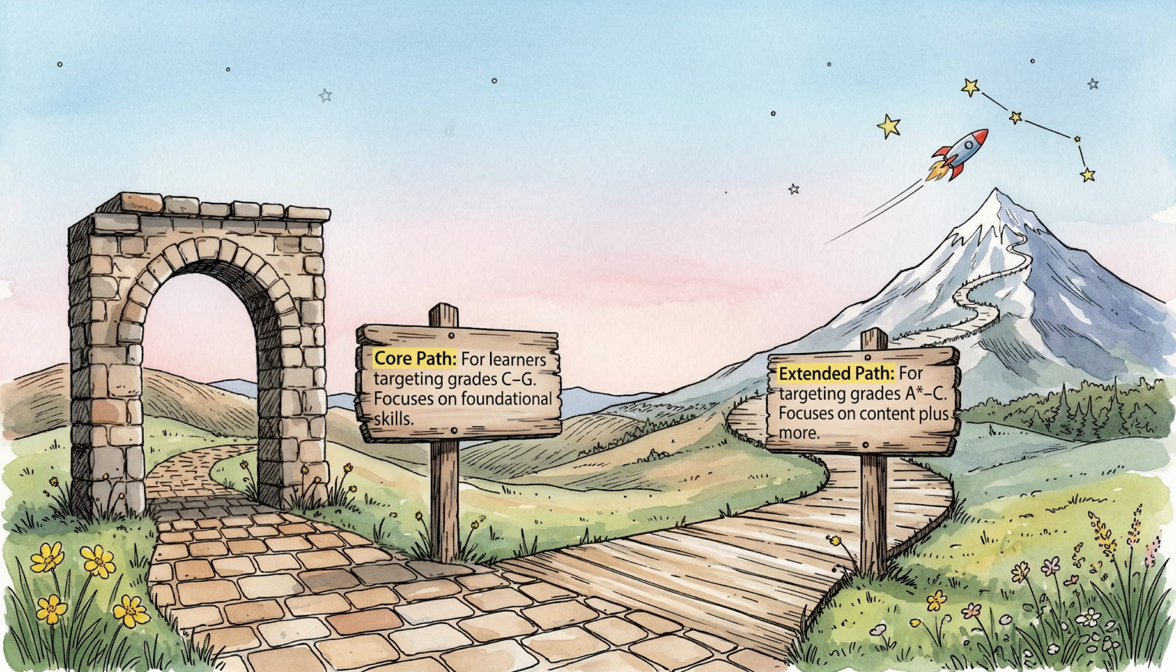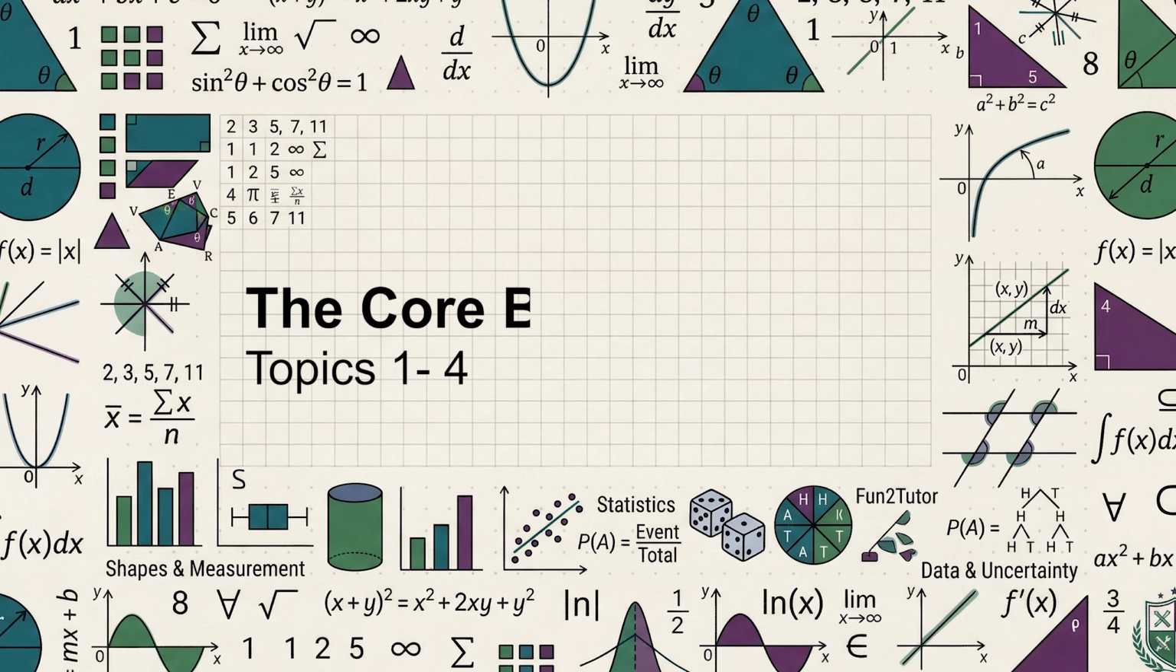Then there's the extended path. This is for anyone aiming for those top grades, from A star to C. It covers everything in the core path, plus some more advanced, challenging topics, so you can really tailor the course to your own goals. All right, let's get into our first set of topics.